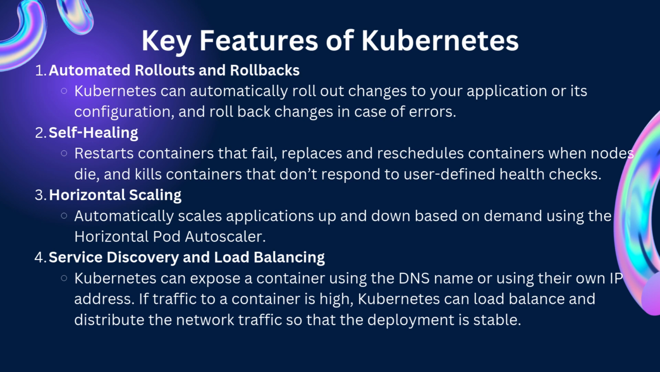Some of the features are automated rollouts and rollbacks, self-healing, horizontal scaling, service discovery, load balancing, storage orchestration and batch execution. First and foremost, automated rollouts and rollbacks. Kubernetes can automatically roll out changes to your application or its configuration, and roll back changes in case of errors.